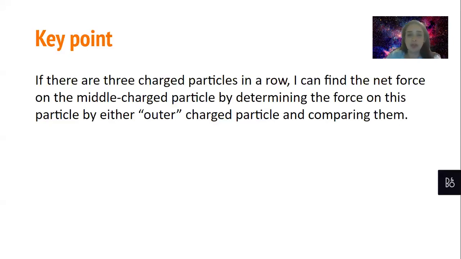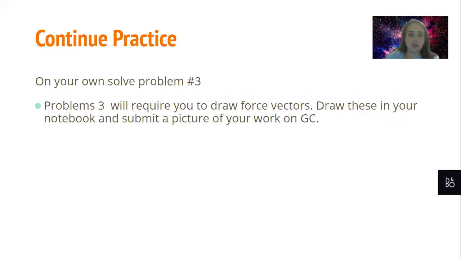Okay, so moving on to another key point that relates to this problem. If there are 3 charged particles in a row, I can find the net force on the middle charged particle by determining the force on this particle by either of the outer charged particles and then comparing them, right? So that's exactly what we just did in the way that I modeled the problem right before. Okay, so now let's continue our practice.